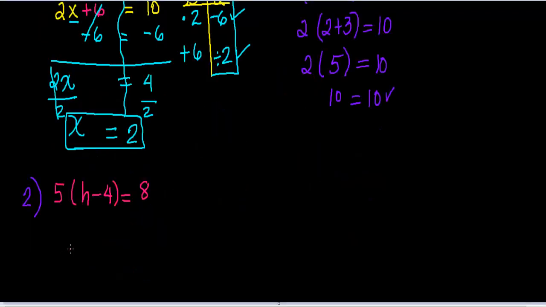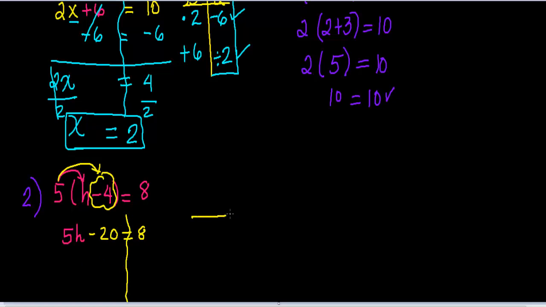Excellent. For our second example, using the distributive property, here we have 5 times the quantity h minus 4. Again, this is the mom, and she will distribute to each one of her children equally. Remember the equal sign, okay? So let's do that. 5 times h, 5h. And when we multiply by this 4, keep in mind that we are multiplying by negative 4. So 5 times negative 4, that becomes negative 20, equals 8. And we end up with a two-step equation.